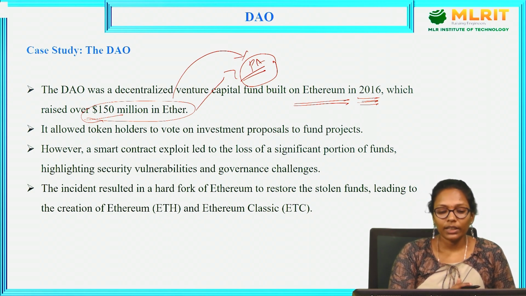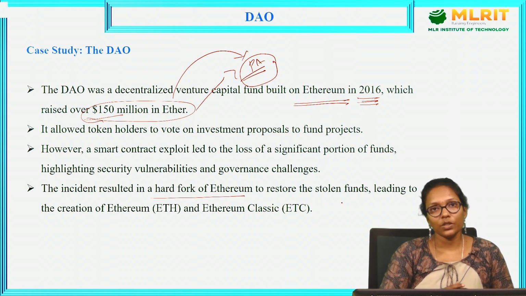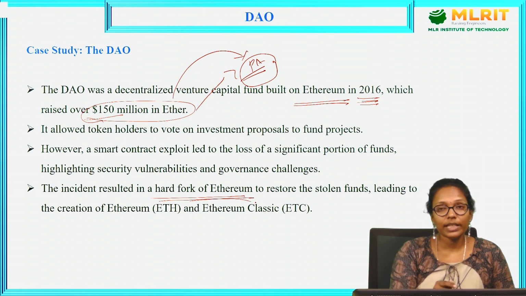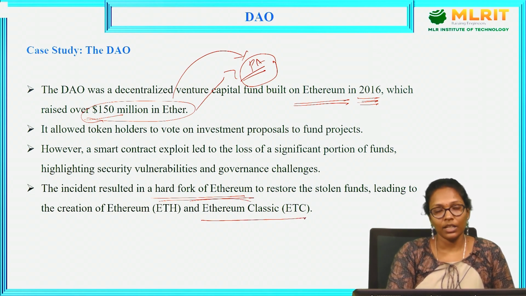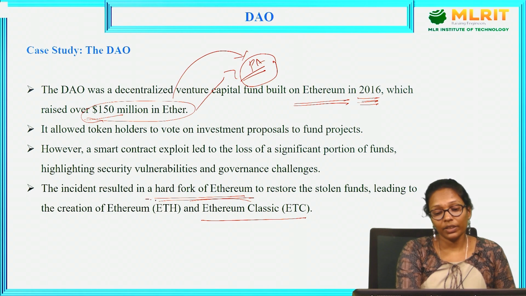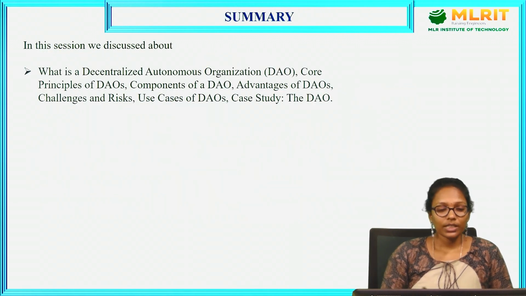But after that, they did a hard fork of Ethereum to restore the stolen funds. But all the funds were not recovered, only a few funds were recovered. A hard fork of Ethereum, in the sense, they created one more Ethereum, which is called Ethereum Classic. Previously we were using Ethereum, and after the DAO attack, they created a hard fork of Ethereum. That means they created a next version of Ethereum which is called Ethereum Classic. So that's about this DAO.